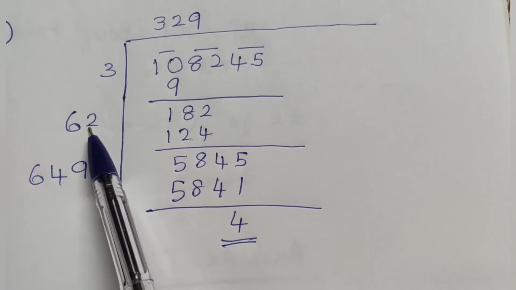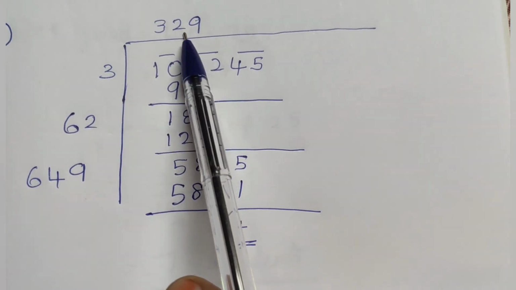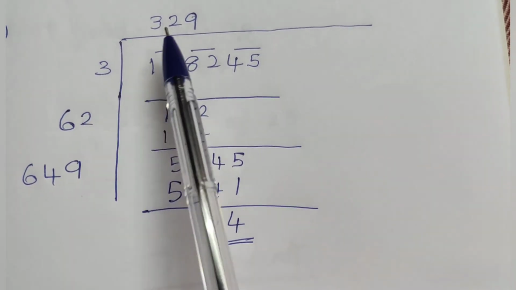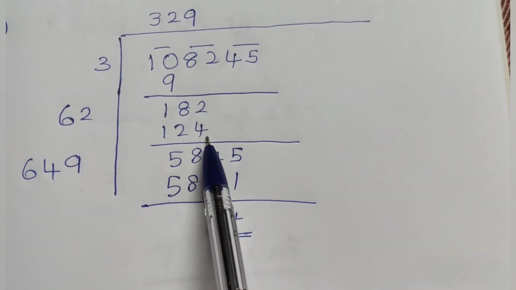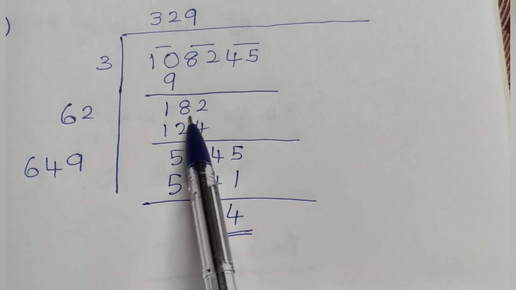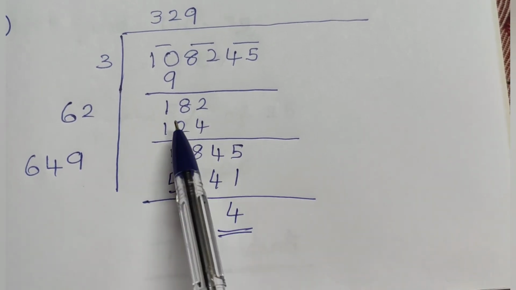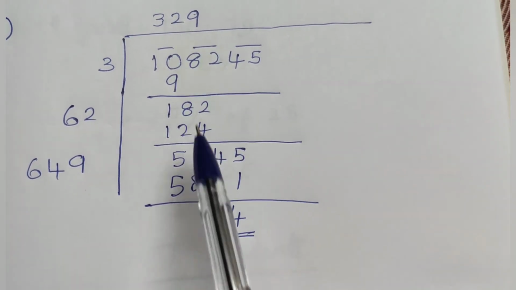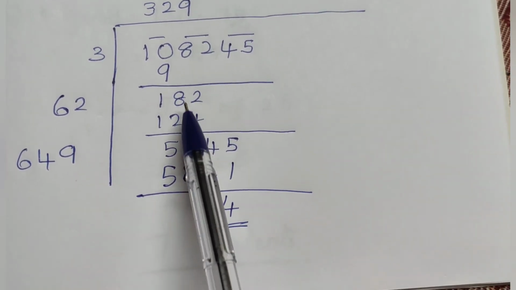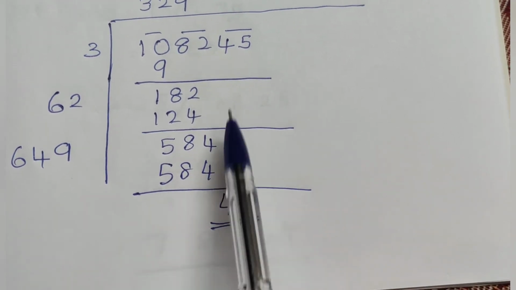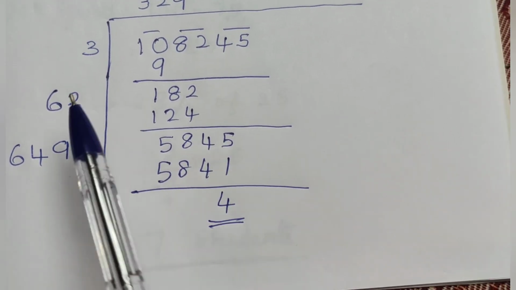You have to write a number and multiply this number by that number itself. So I put 2, 62, again multiply by 2. 62 into 2 is 124. Because if I put 63 into 3, it will be more than 182. So less than 182 I have to bring. So 62 into 2, 124. 182 minus 124 is 58. Bring down the next pair, 45.